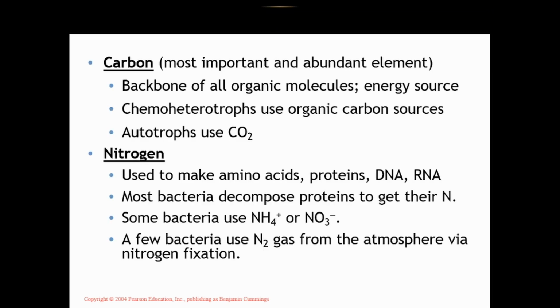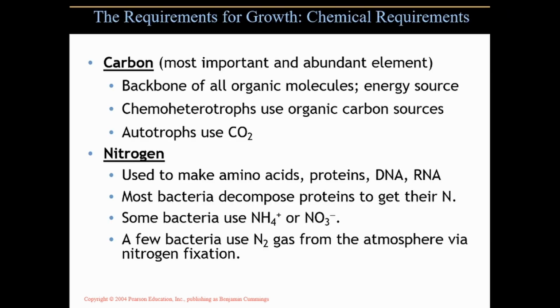That's exciting. So let's look at some chemical requirements. In other words, we're going to look at the elements. Carbon, number one, is the most important and abundant element. It's the backbone of all organic molecules, and it serves as an energy source as well. Chemoheterotrophs are organisms that must get their carbon from other sources. They're not able to make it themselves, so they use organic carbon sources. Autotrophs will use carbon dioxide to get their carbon.